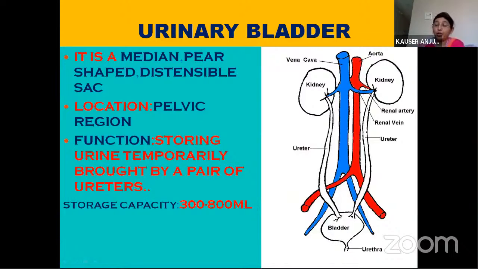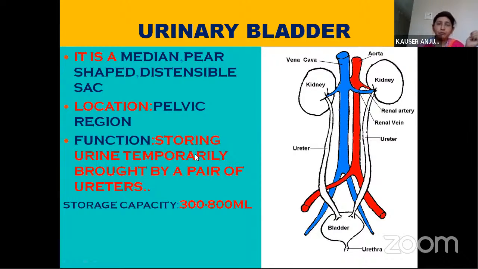So the urinary bladder is central in its position, in between the 2 kidneys but lower in the region, and it is pear shaped. Pear is a fruit. It resembles that, pear shaped, and it is distensible. Distensible in the sense what? It can get expanded as the urine gets filled in the urinary bladder. The bladder goes on expanding. So depending upon the quantity of the urine, the size of the bag varies.